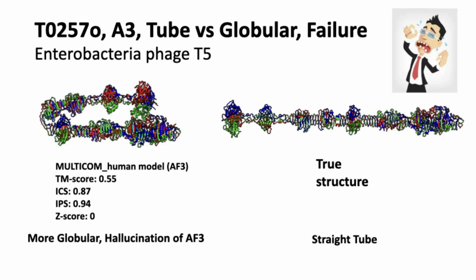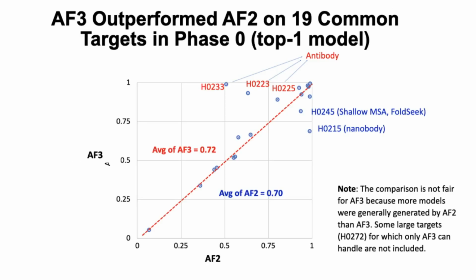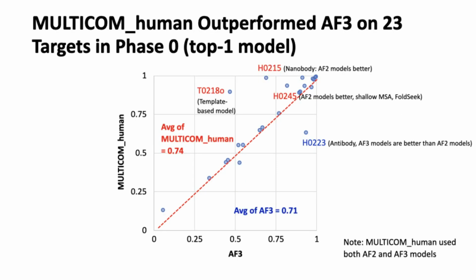And we also compare AF3 against AF2. On the phase 0 targets, top 1 models, you can see AF3 has a higher average score, 0.72, than 0.7 for AF2. It mostly works better on 3 antibody targets. But AF2 also works better on 2 targets, because we use FoldSync alignment for one hard target, and another is a nanobody complex. AF2 actually works better.